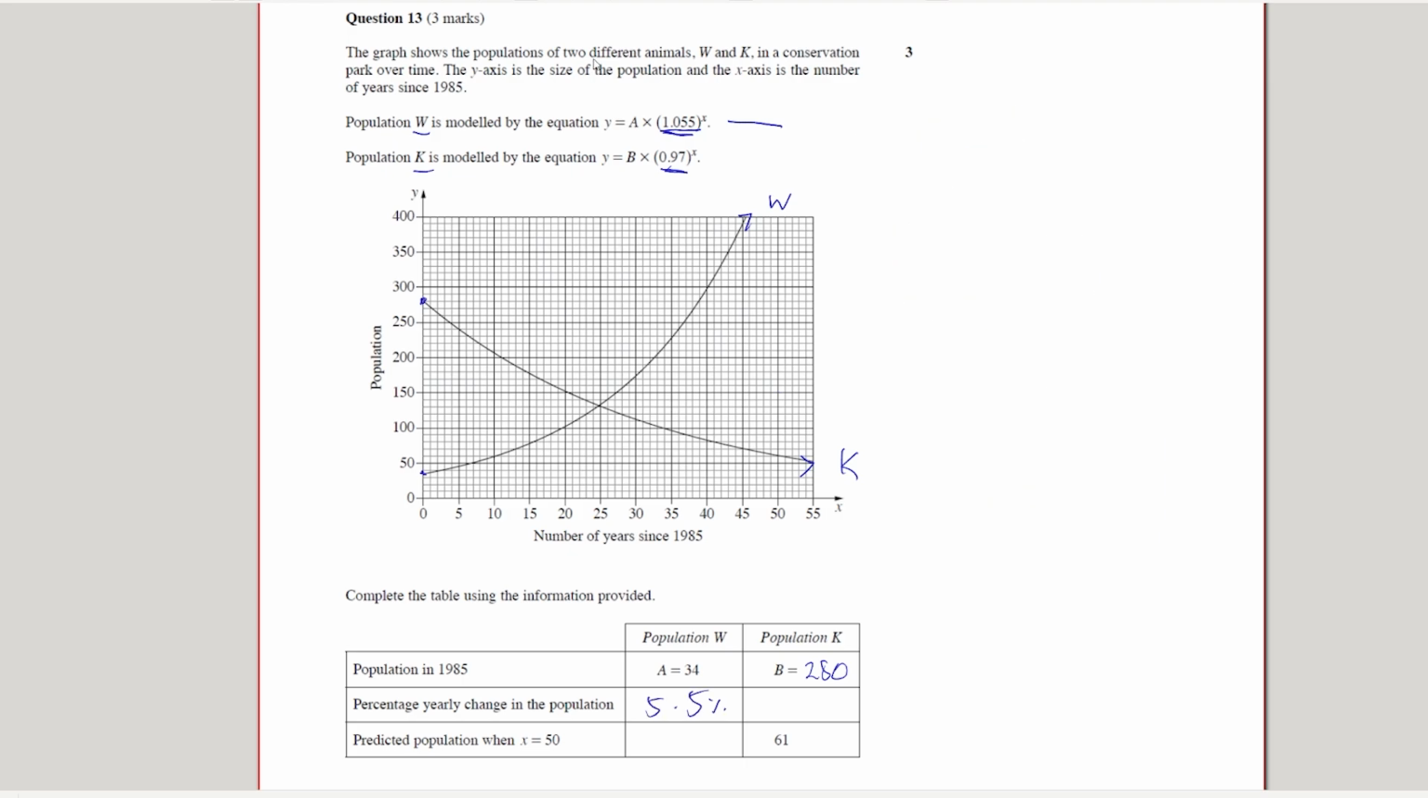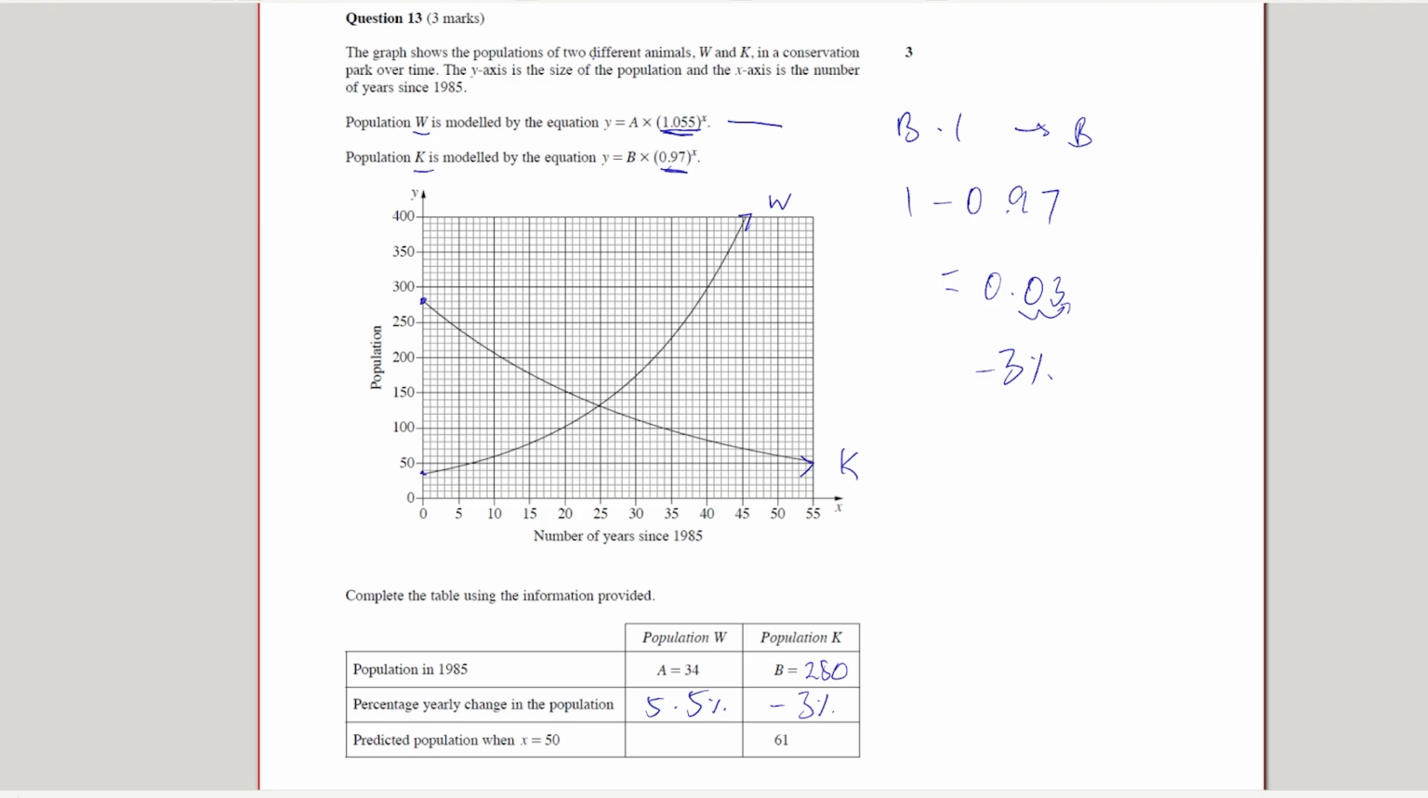Okay, so for B, let's use the same analogy. If B times 1 stays at B, that means anything less than 1 is going to decrease. So let's take 1 minus 0.97, that's going to be 0.03, but as a percent it's going to be 3% if you move the decimal point. Okay, and this one's going to be negative. Why? Because it's decreasing. If you look at the function for population K, it's going down, so it has to be negative 3%. Awesome.